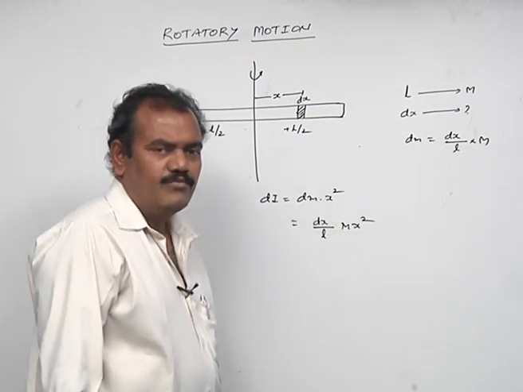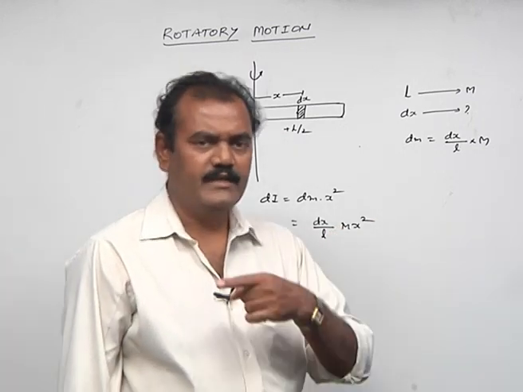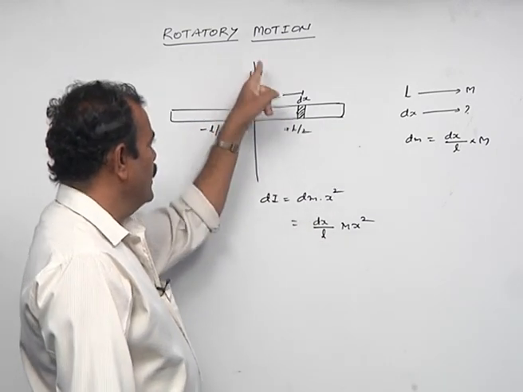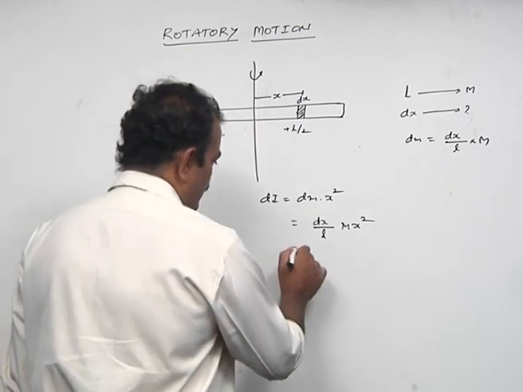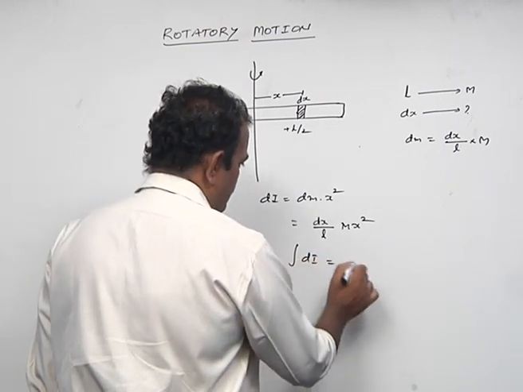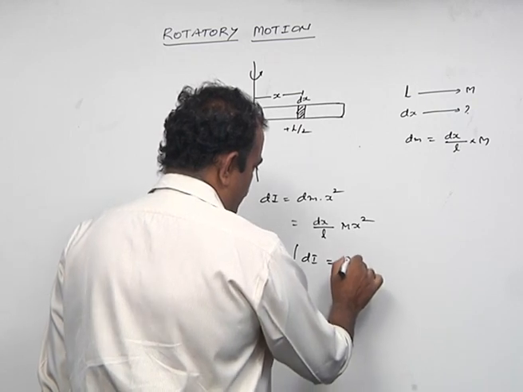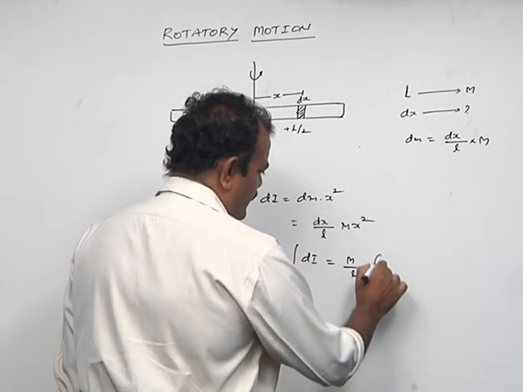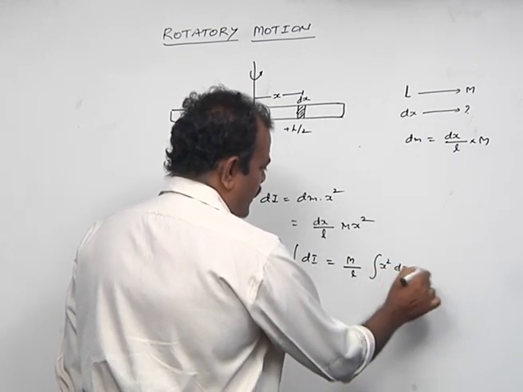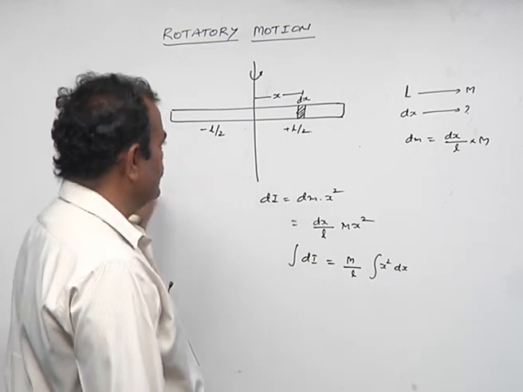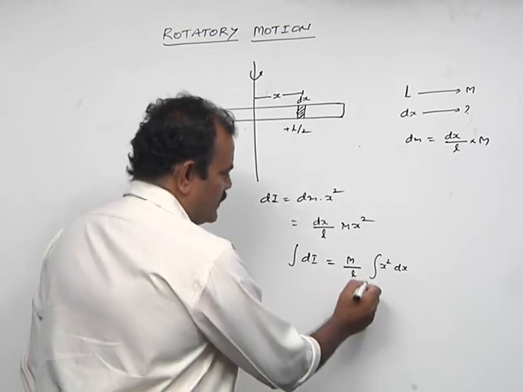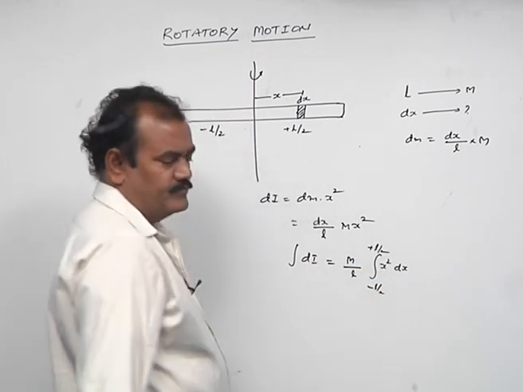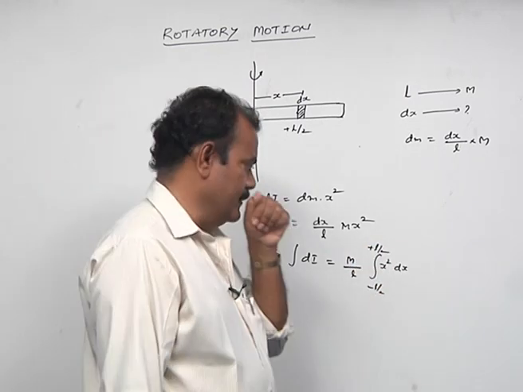And if you want to find out the moment of inertia of this entire uniform rod about this axis of rotation, then you have to integrate it between the limits. M by L are considered to be constants, and again here it is the integral of x square dx, and that dx can be taken anywhere along the length of the rod. So that's why the limits can be taken as minus L by 2 to plus L by 2.